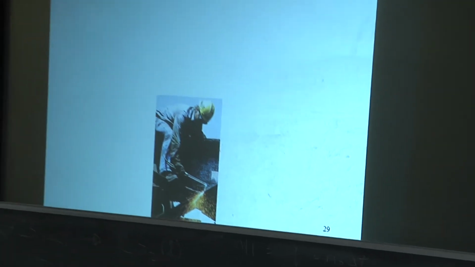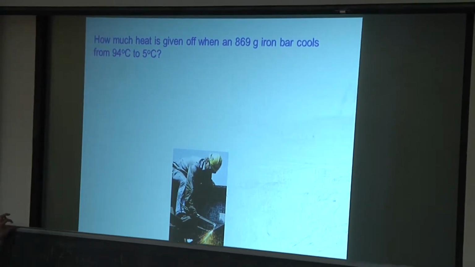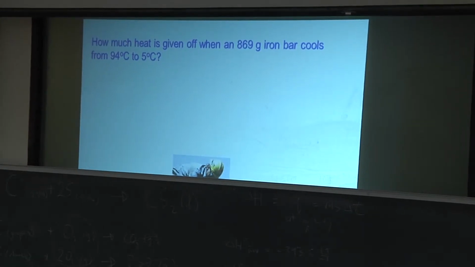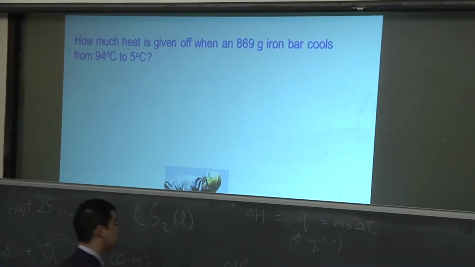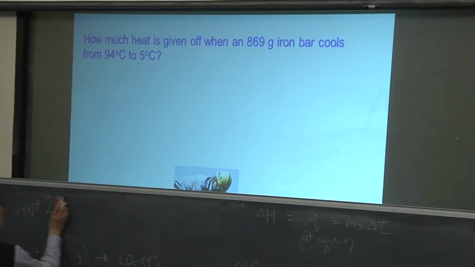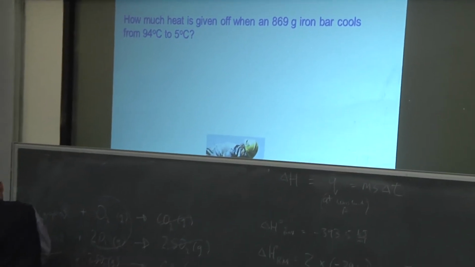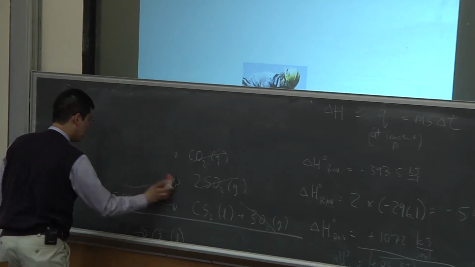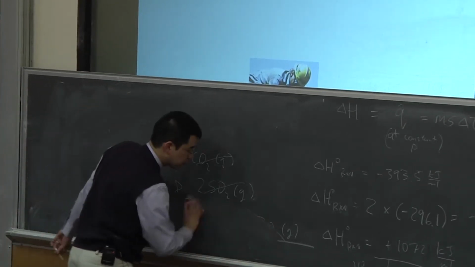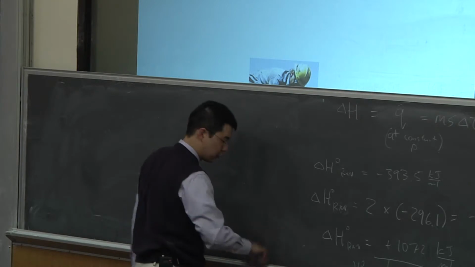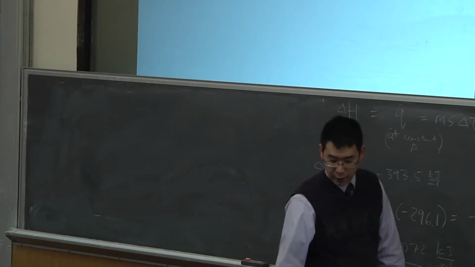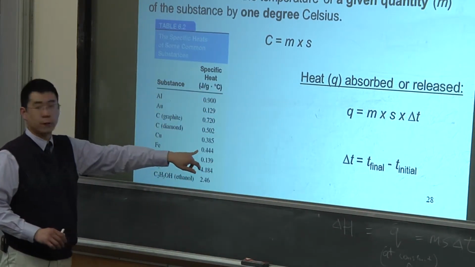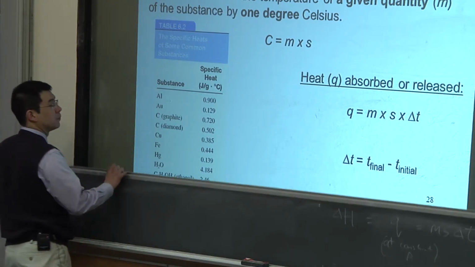Okay, so using that equation, here's a guy working with an iron bar. How much heat is given off when an iron bar of 869 grams cools from 94 Celsius to 5 Celsius? S is the specific heat, and that's the number you asked if we're going to have to memorize. The answer is no, and I don't know what it is for iron right off the top of my head, so I'm going to flip back one slide and check. For iron, Fe, the specific heat is 0.444 joules per gram degree Celsius.